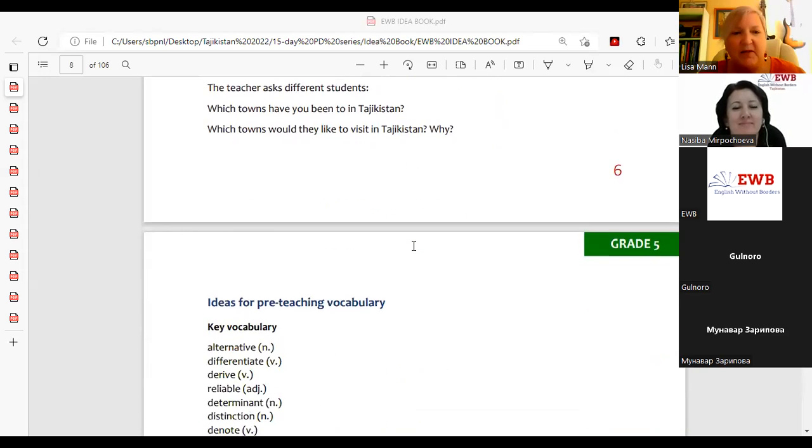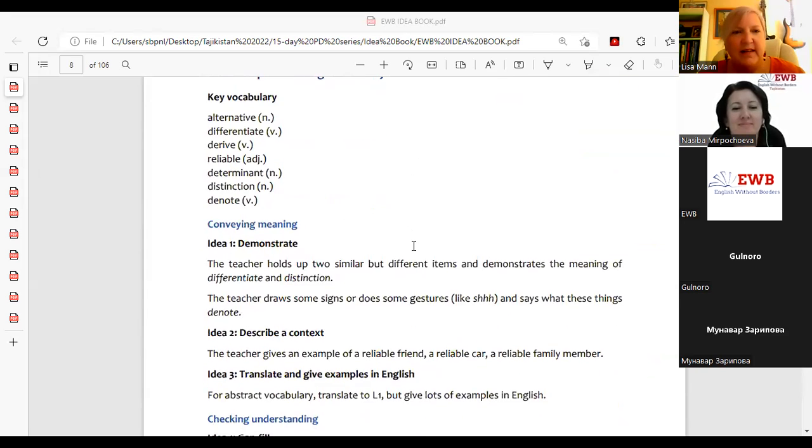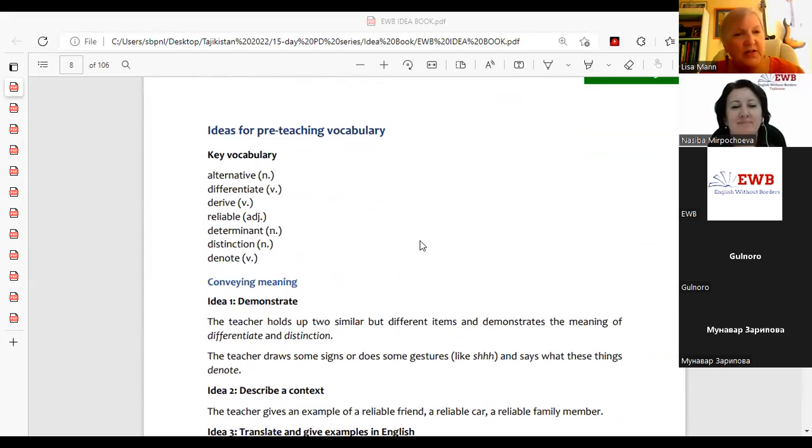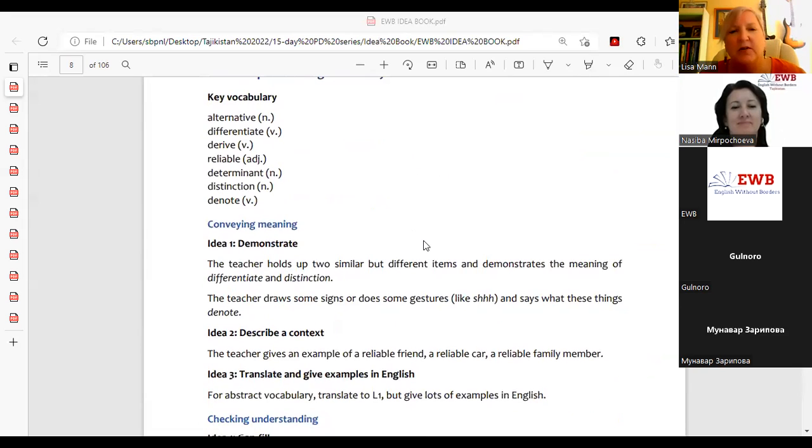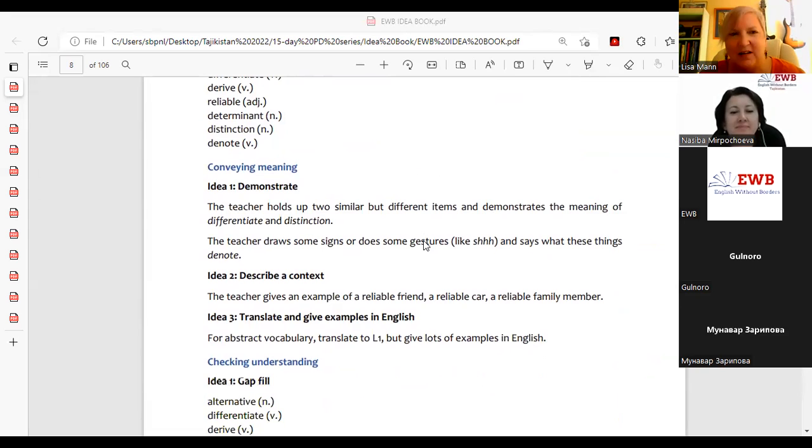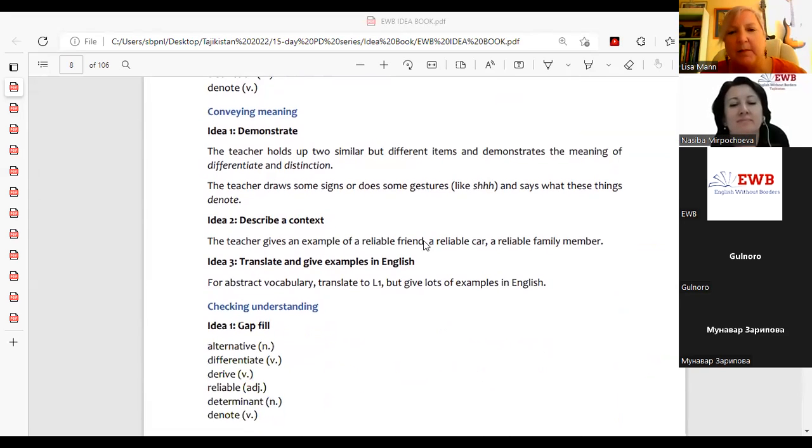And there are several ideas there. Then the second section is ideas for pre-teaching vocabulary. In these texts, many times there are some quite difficult vocabulary words. So we thought of different ways we could teach this vocabulary, pre-teach this vocabulary.